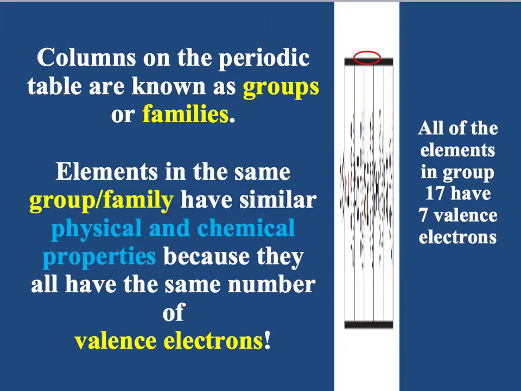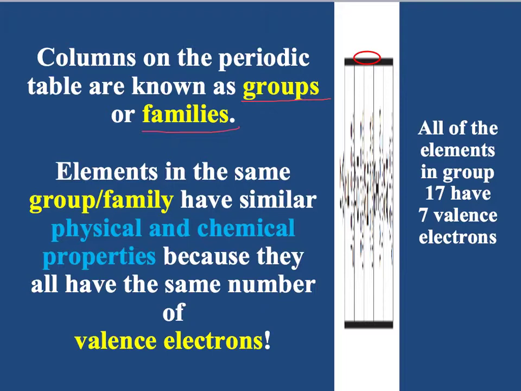But you would notice that the periodic table is divided or arranged into columns and into rows. Well, we give the columns a special name. The columns in the periodic table are known as groups or families. So again, if it goes up and down, north to south, top to bottom, those are known as groups or families.